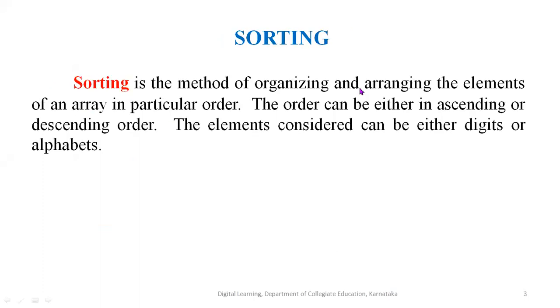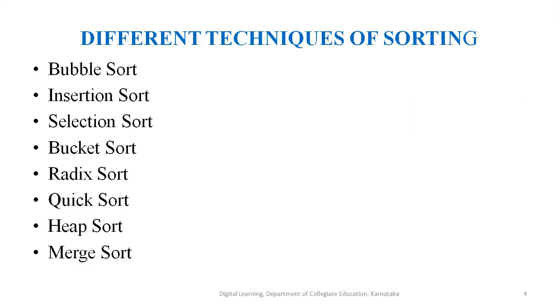So sorting. Sorting is a technique of organizing and arranging the elements of an array in a particular order. The elements can be arranged either in ascending order or in descending order or even in alphabetical order. Now, the different sorting techniques available are the bubble sort, insertion sort, selection sort, bucket sort, radix sort, quick sort, heap sort, and the merge sort.